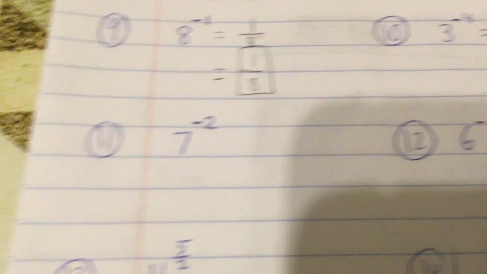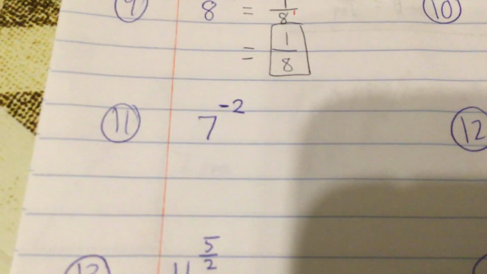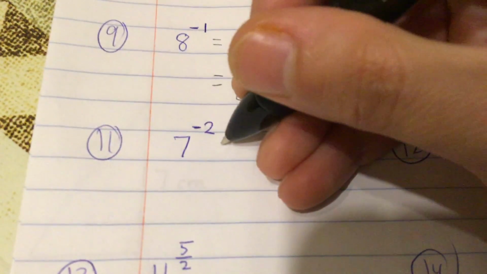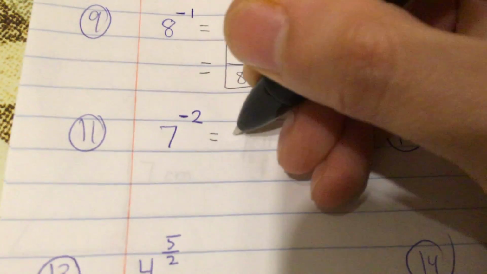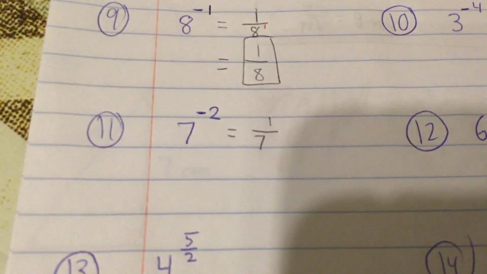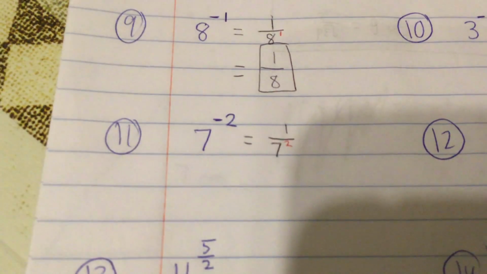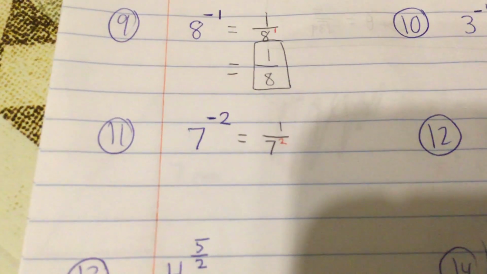Okay. 7 to the negative second power. A negative exponent becomes a positive exponent in the other spot. So that becomes 1 over 7 squared. And 1 over 7 squared becomes 1 over 49.